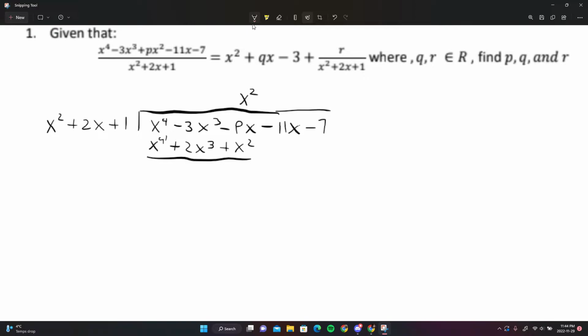So what you're going to do then is subtract it. So the x to the 4s cancel out. We don't really care about them anymore. Then we want to subtract the 3x to the 3 and the 2x to the 3. Negative 3 minus 2 is just negative 5, so you write negative 5x to the 3.